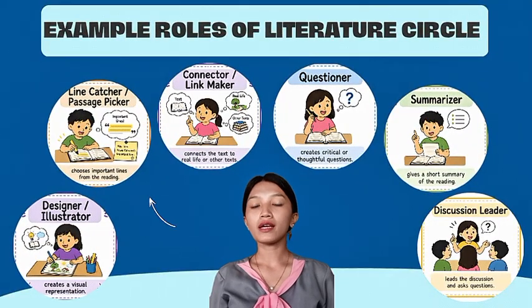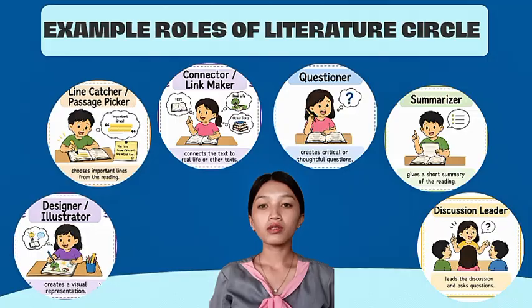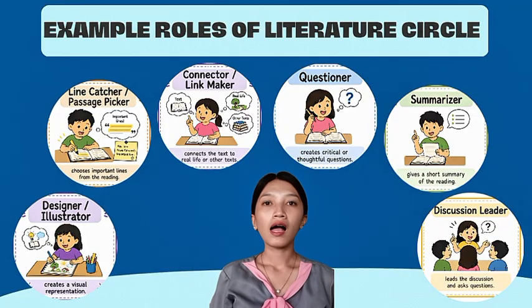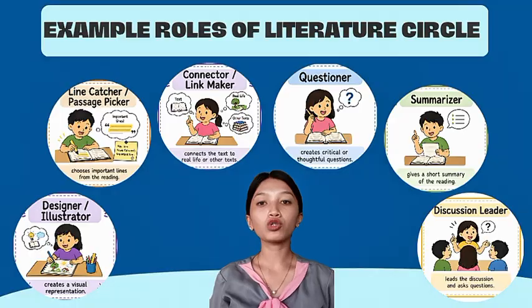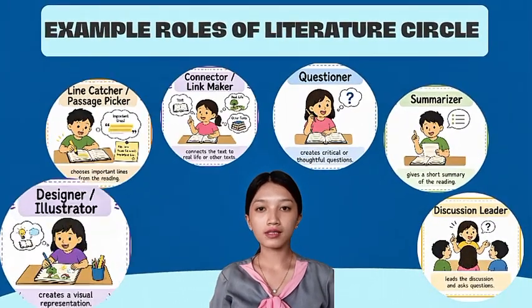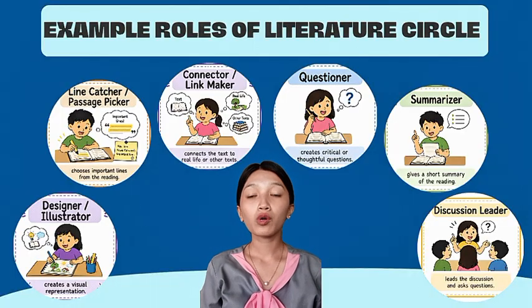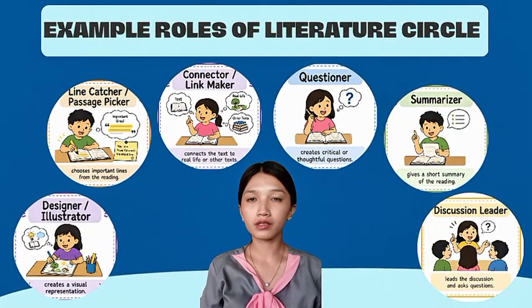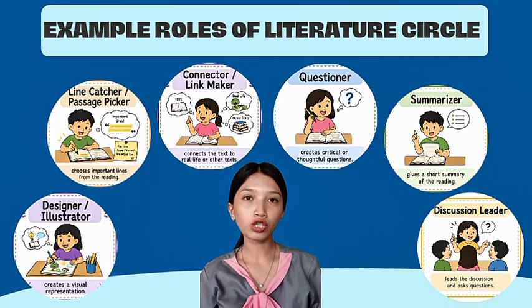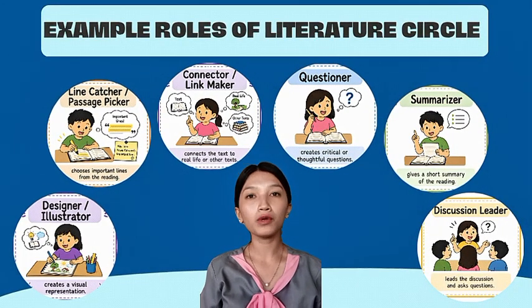The next one is the line catcher. The line catcher chooses important lines. And the last one is the designer, who creates a visual representation of the reading or the text. Notice also that every role requires different thinking skills. Some focus on comprehension, others on analysis, creativity, or communication.